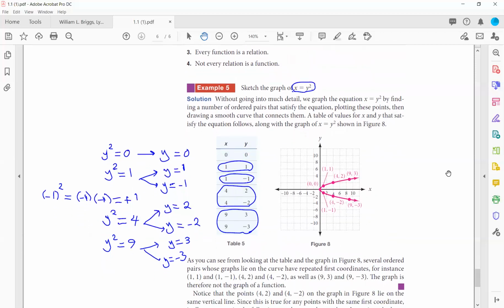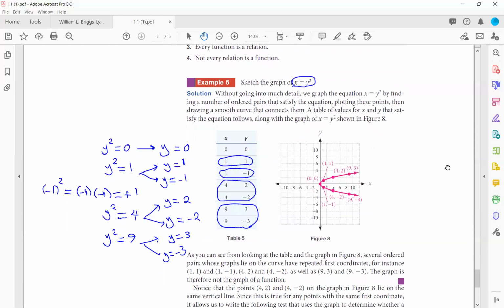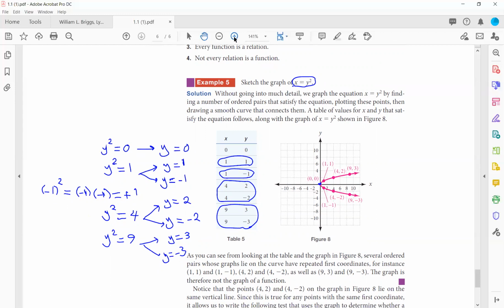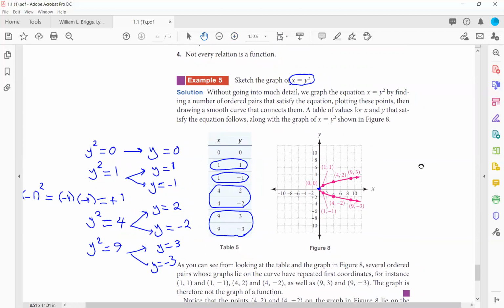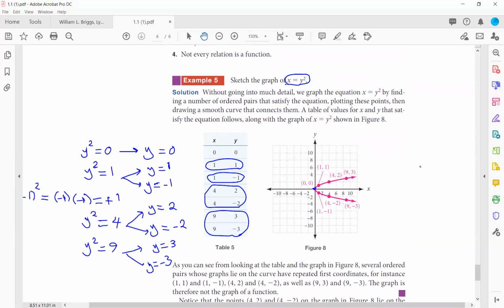You can plug in 25 for your x. You can plug in 100 for your x. You get two different options for your y values. So x is 0, y is 0. The first point on the graph of this relation. It's not a function. X is 1, y is 1. This point. X is 1, y is negative 1. So another point.